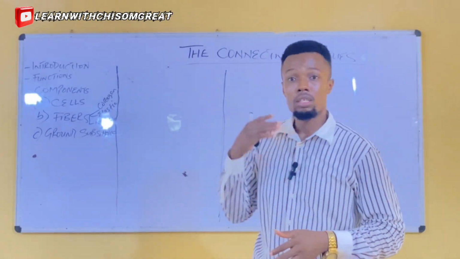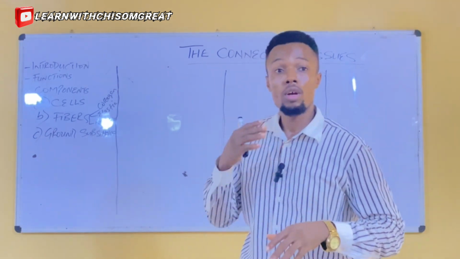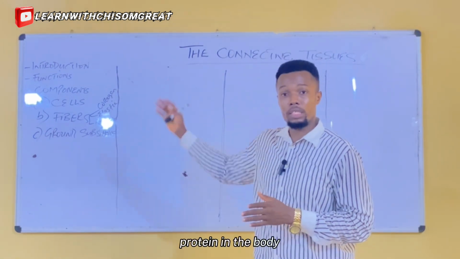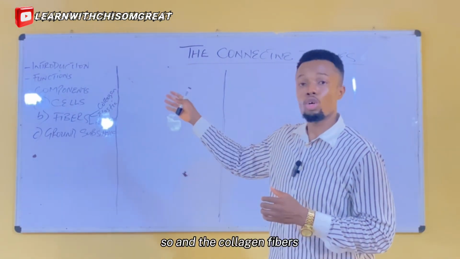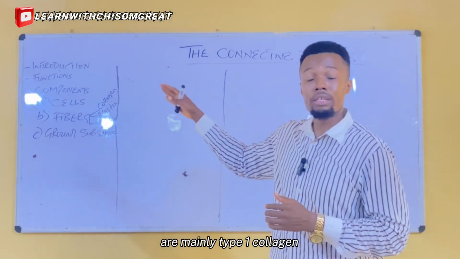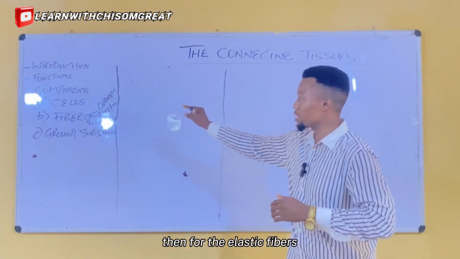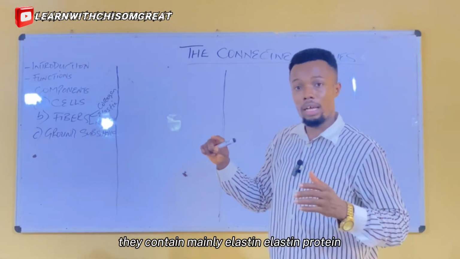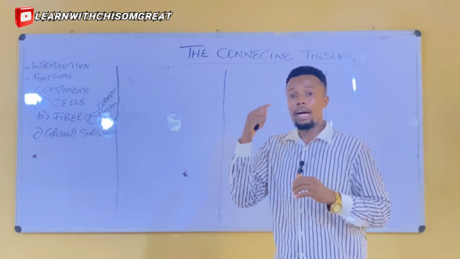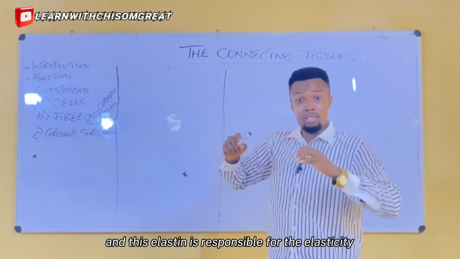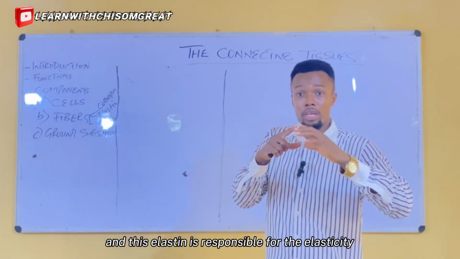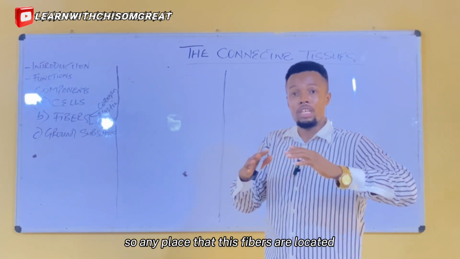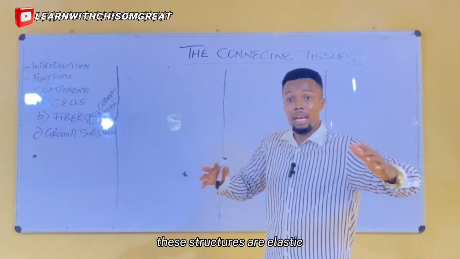The collagen fibers make up about 20 to 25% of the protein in the body, and the collagen fibers are mainly type 1 collagen. Then for the elastic fibers, they contain mainly elastin protein, and this elastin is responsible for the elasticity of these fibers. So any place that these fibers are located, these structures are elastic.